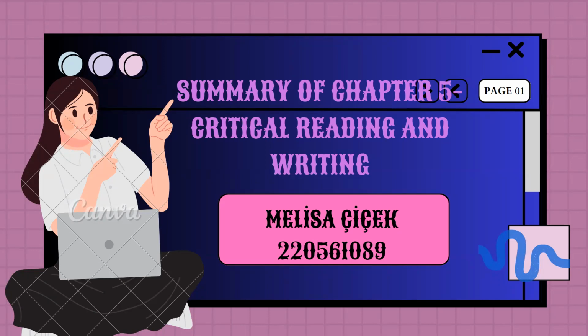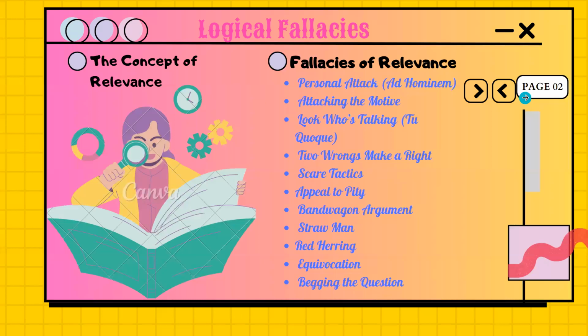The chapter is about the most common logical fallacies. In general, these are fallacies that are both frequently committed and often psychologically persuasive. There are two subheadings. The first one is the concept of relevance, and the second one is fallacies of relevance. And we also analyze the second subheading.